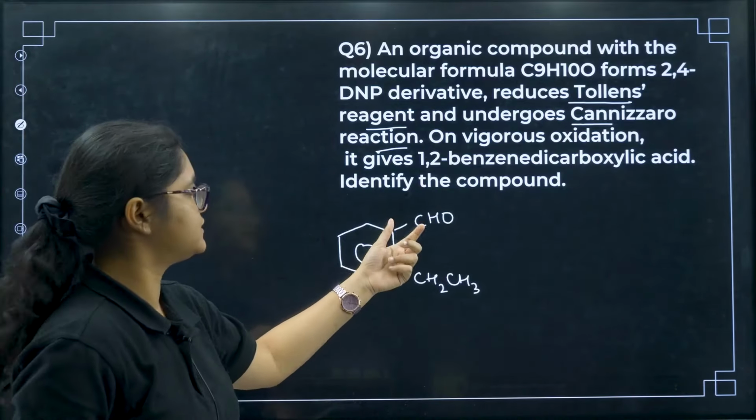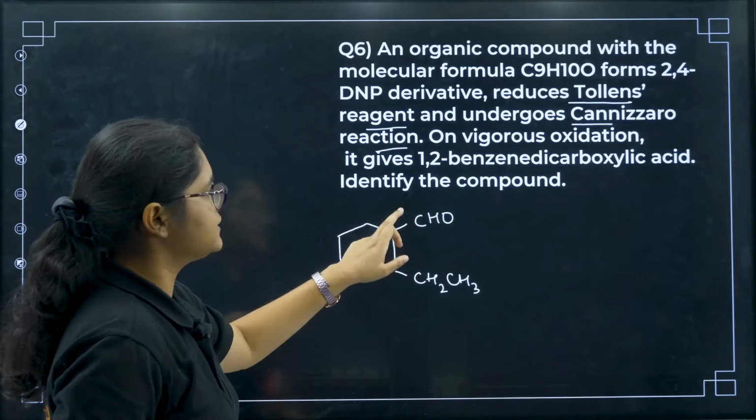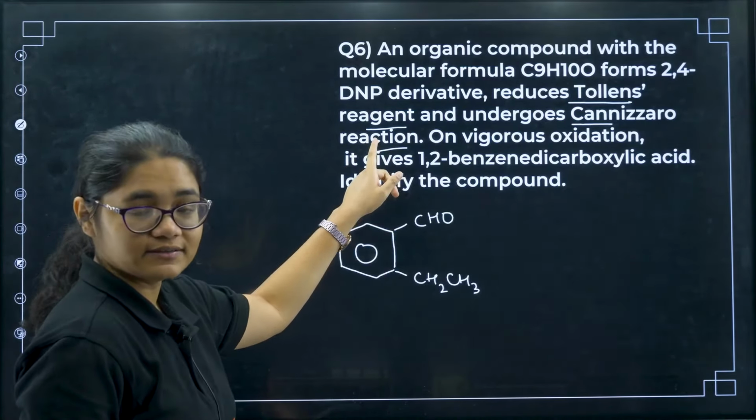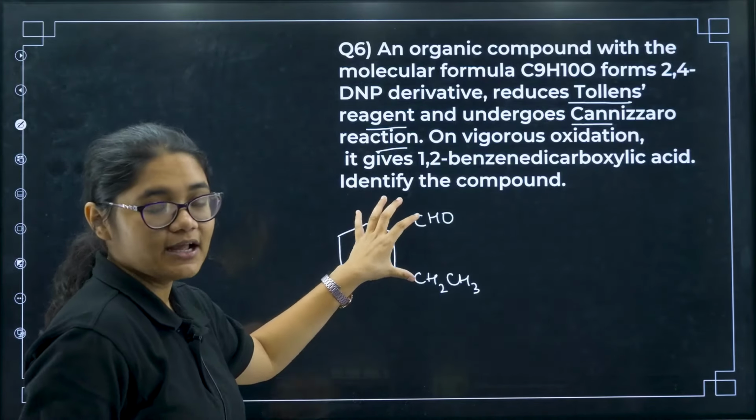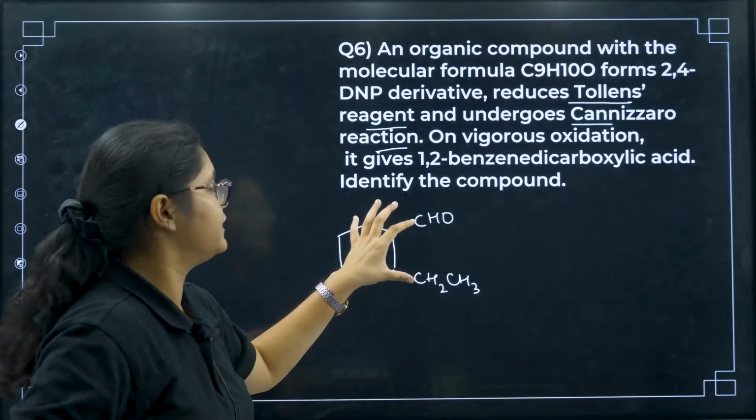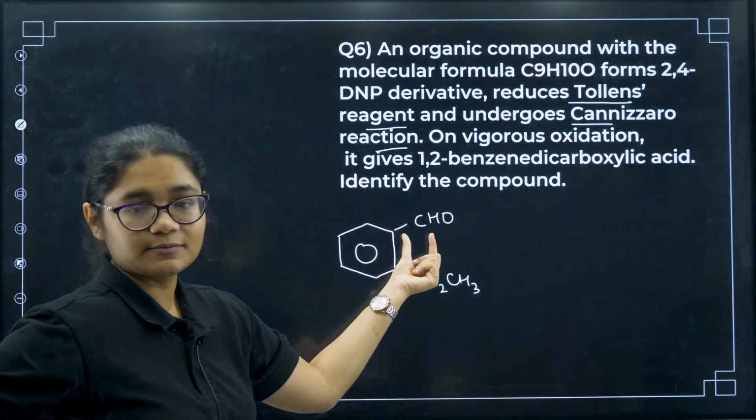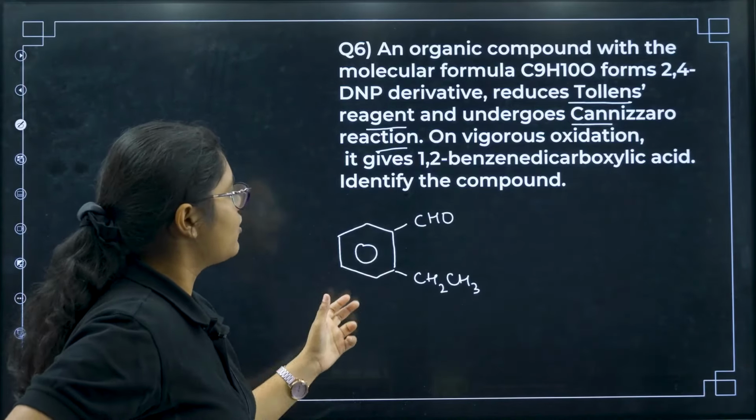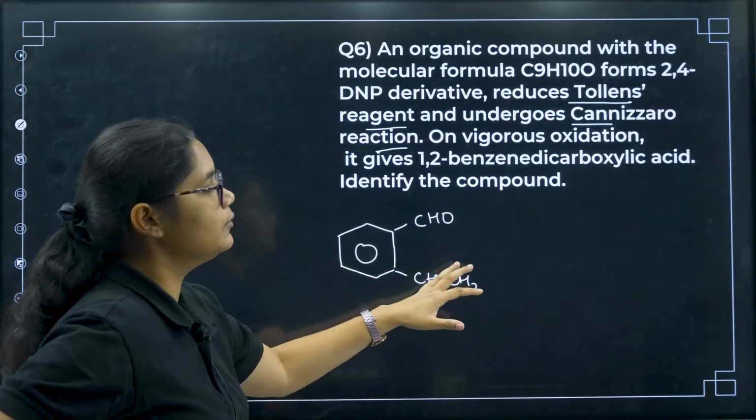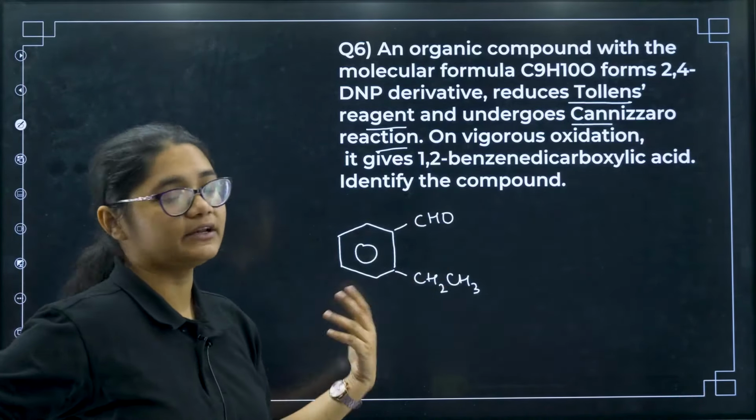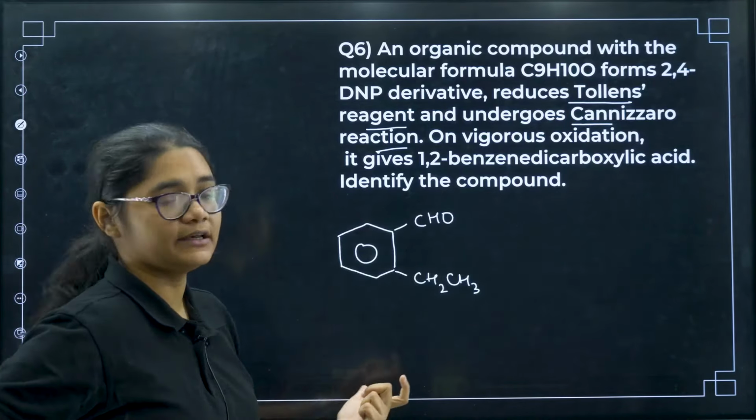2,4-DNP will react because it has an aldehyde group. Because it is an aldehyde, it will also reduce the Tollens reagent, and it is an aromatic aldehyde, so it will give Tollens reagent but not Fehling's reagent. Cannizzaro reaction, yes, because there is no alpha hydrogen, and on vigorous oxidation both of them will get converted to 1,2-dicarboxylic acid.